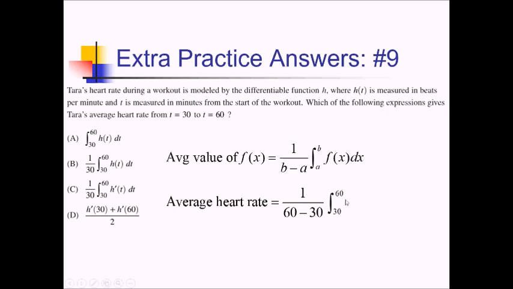And then inside here, you're going to have the original function that you're trying to find the average of. So this would be h of t dt. So simplifying this, this would be 1 over 30. So that would end up giving us, let's see here, that would be choice B.